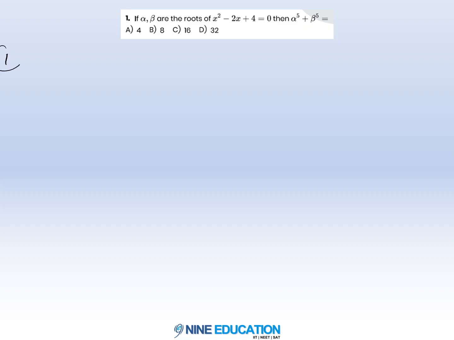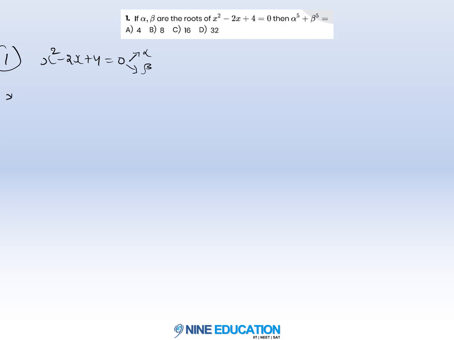Question number 1. Alpha and beta are roots of this quadratic equation. The equation is x square minus 2x plus 4 equals 0, for which the roots are alpha and beta.